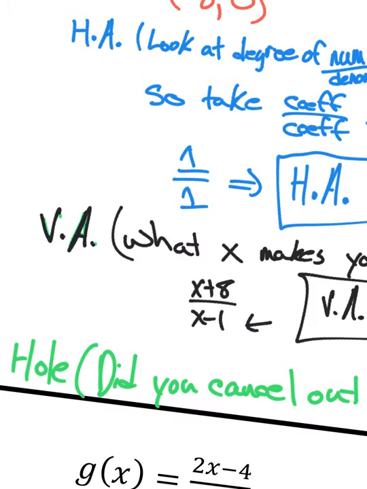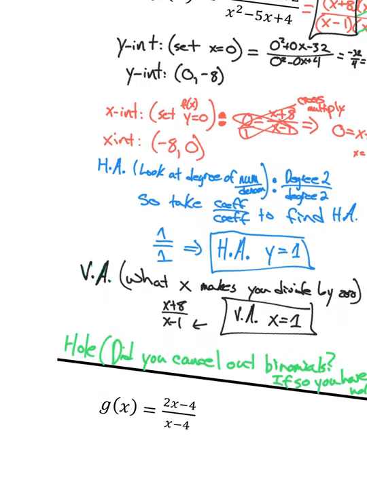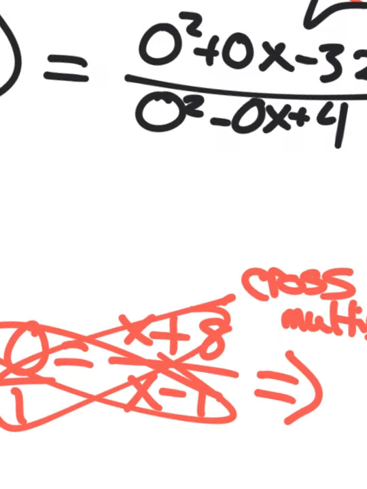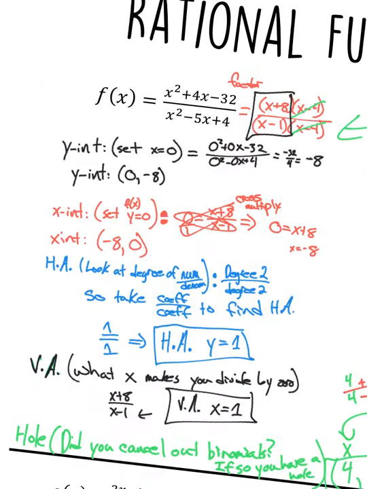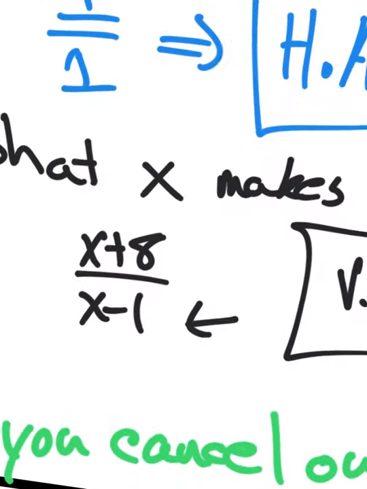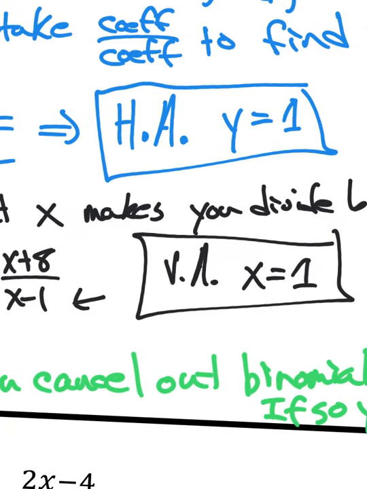For the vertical asymptote, what x value gives me 0 in the bottom of my function? Again, one of the nice things about factoring this guy is that we are just left with x plus 8 over x minus 1, right? That's what I'm looking at, x plus 8 over x minus 1. What x value would give you 0? Well, that would be a positive 1. Right? So my vertical asymptote is x equals 1.